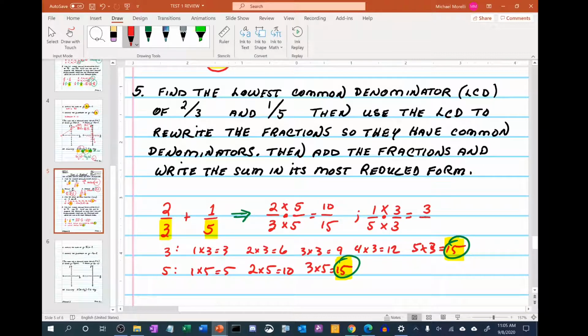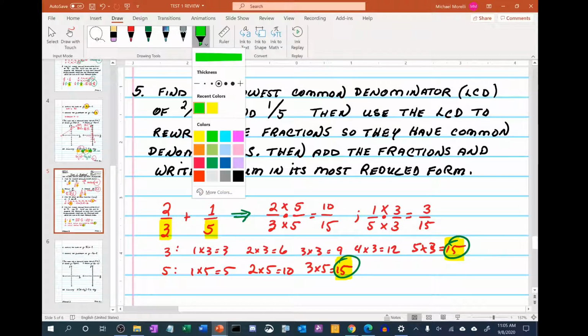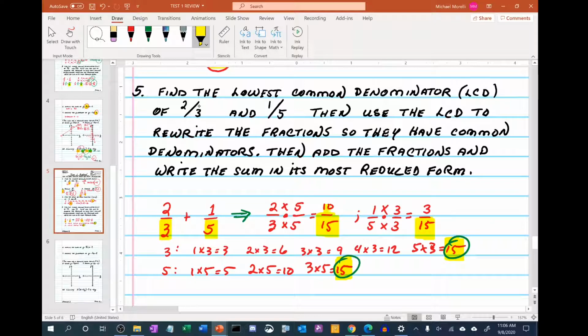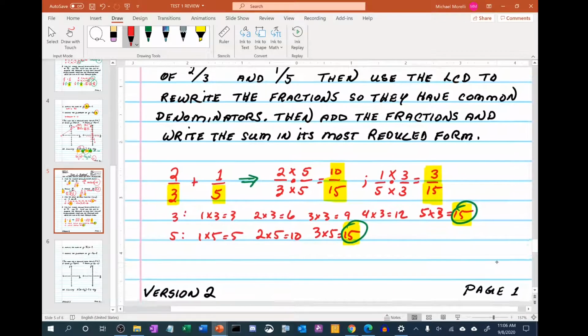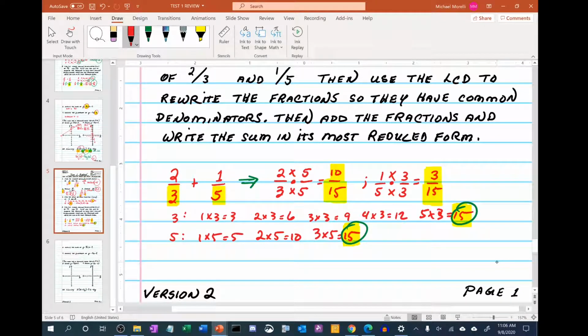So that's 3/15. So when I'm adding these now, the good news is that I have common denominators. So we're going to go down here. Now we're just going to add 10/15 plus 3/15. I have a common denominator, so that's equal to 10 plus 3 over 15. Well, 10 plus 3 is 13.